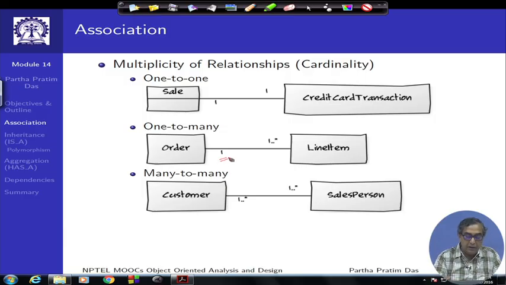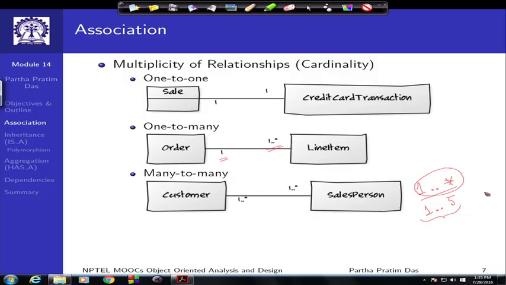On this side the number is 1, which says that for one order, and on this side, if you are not able to read it properly, what is written means a range that is 1 to as many as you want. So, it could be 1, 2, 3, 4, 5, whatever. These are typical notations. For example, you could have written 1 to 5, where it will mean a range of 1 to 5. This particular one says it is 1 to as many as you wish. Such associations would be called one to many associations.